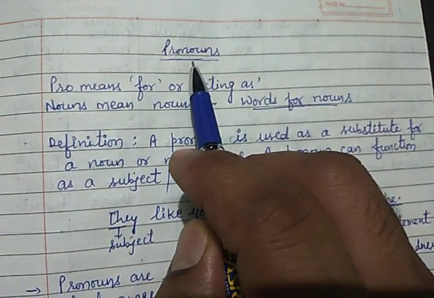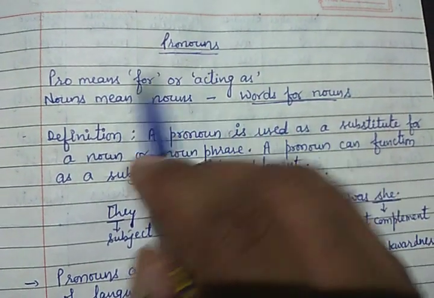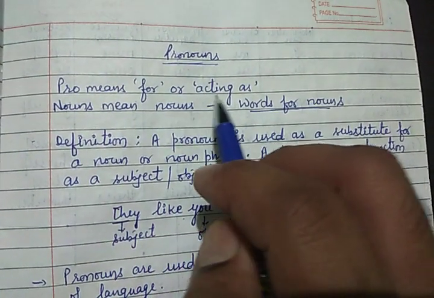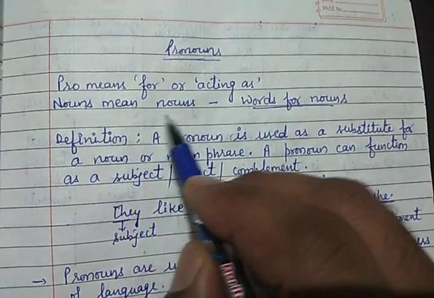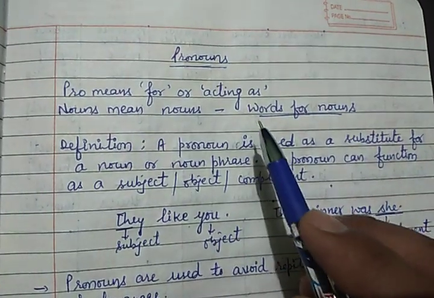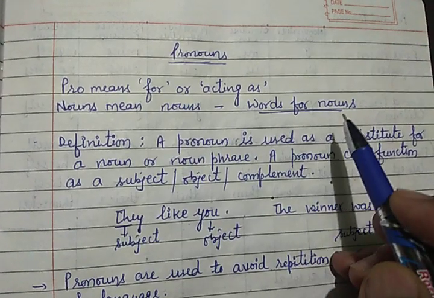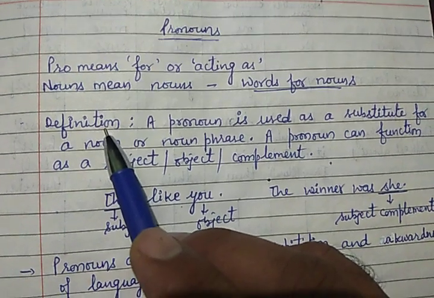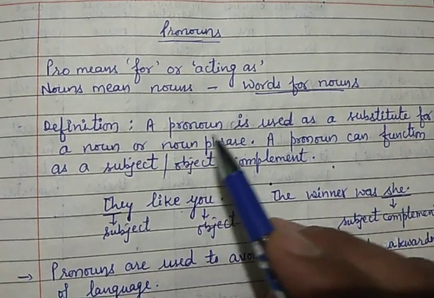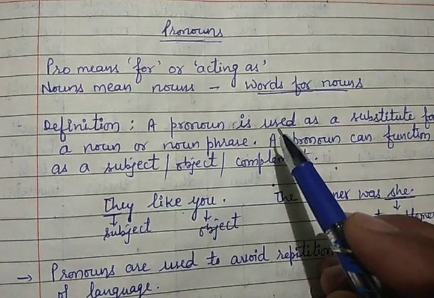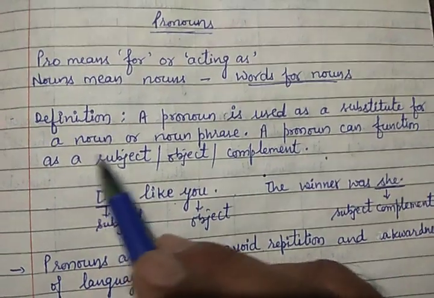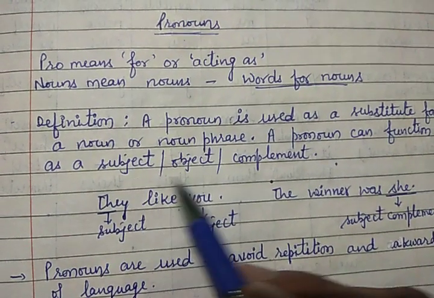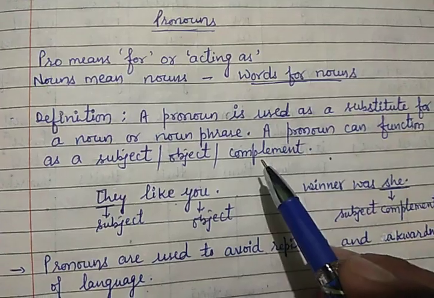The word pronoun is made up of two words, dear students, pro and noun. Pro means for or acting as, and noun means naming word. It means pronouns are words for nouns. If you look at the definition, we'll find that a pronoun is a word that is used as a substitute for a noun or noun phrase. A pronoun can function as a subject, an object, or a complement in a given sentence.